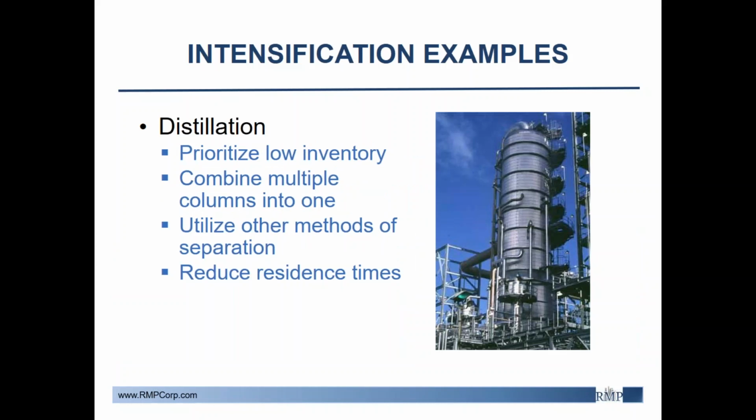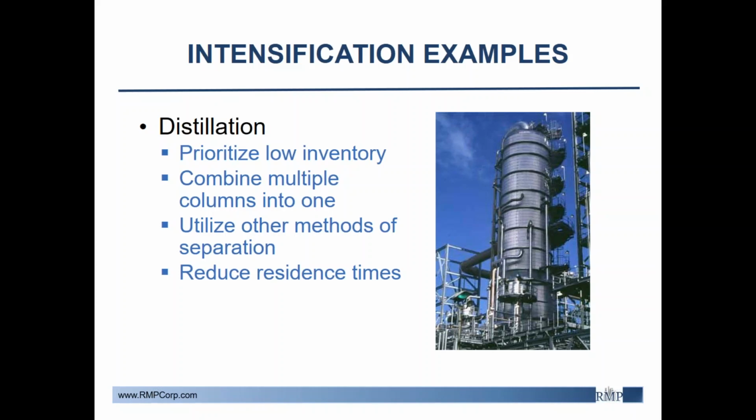Another specific example of intensification is the prioritization of low inventory for distillation. Distillation is commonly used in a variety of chemical processes, particularly in petroleum refining. The columns usually contain highly toxic or flammable liquids and vapors at very high pressures and temperatures, and therefore pose a significant safety risk. Distillation is an essential separation technique and, of course, can be very hard to avoid in certain processes, so it's important to consider inherently safer design ideas when designing and modifying distillation systems.